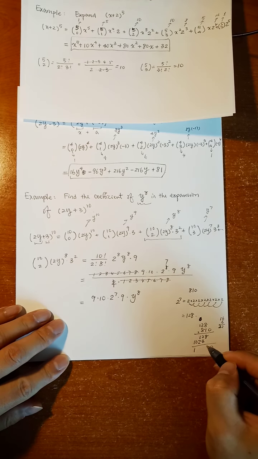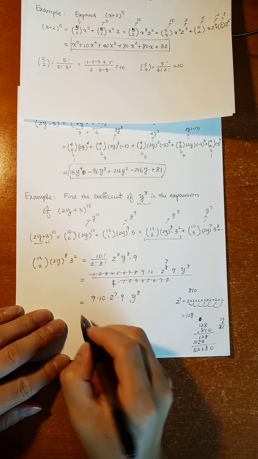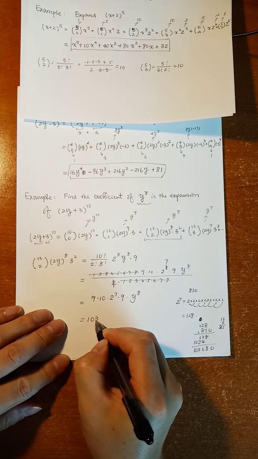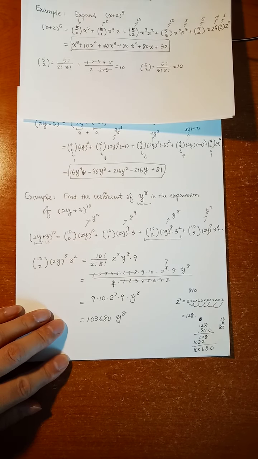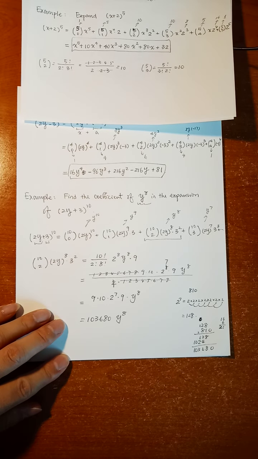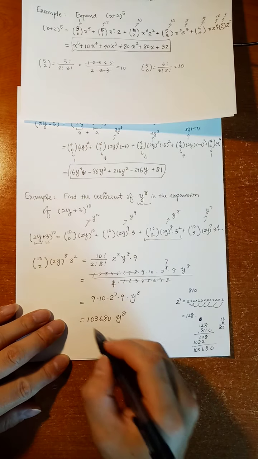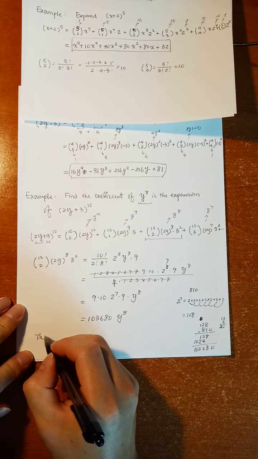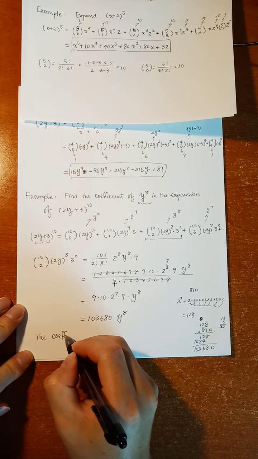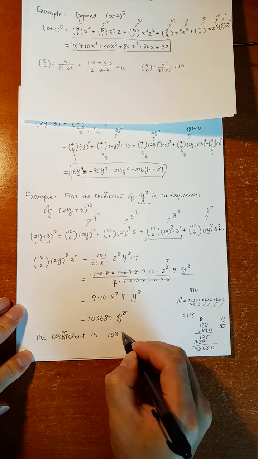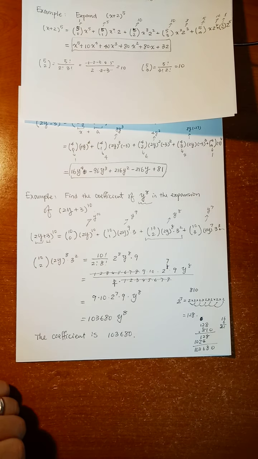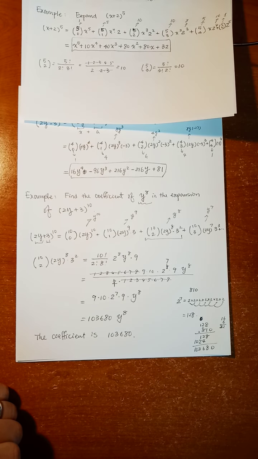So it's equal to 103680 y to the 8th power. Right? Am I right? Yeah, I'm right. So the coefficient, the answer, the coefficient is this huge number. Just be careful. Don't make a mistake.